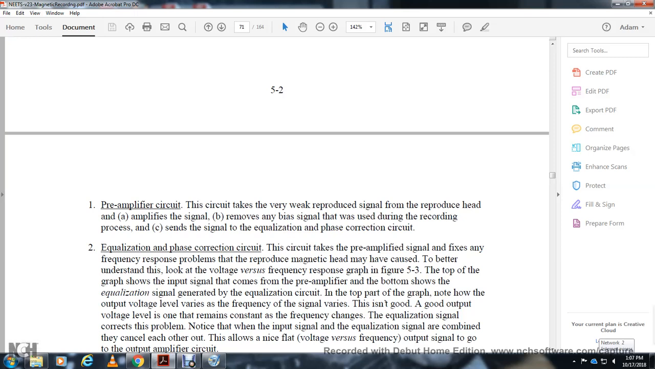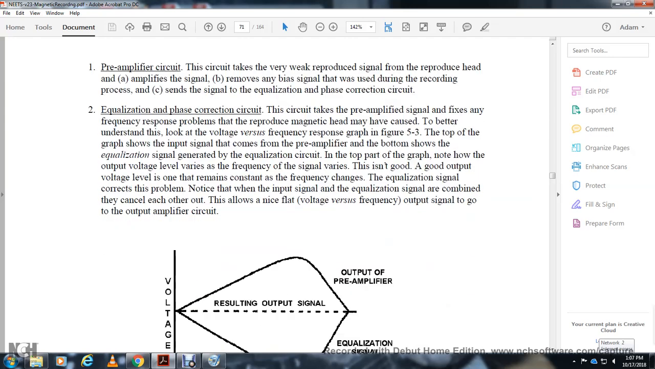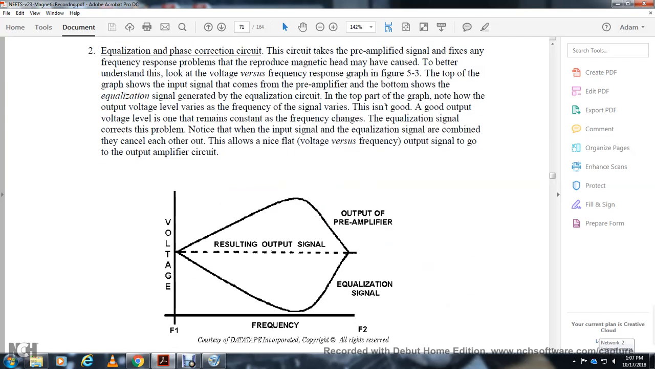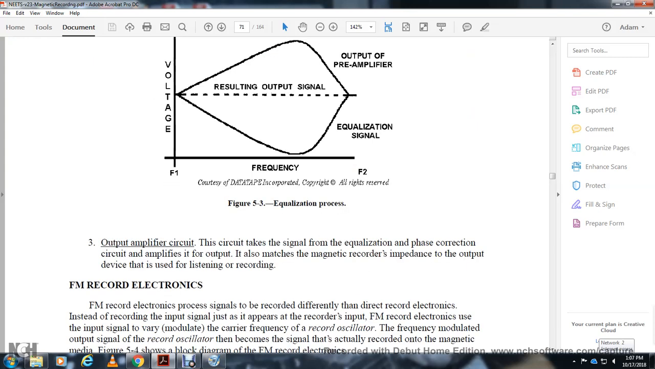This isn't good. A good output is one where the voltage level remains constant as the frequency changes. The problems of the input signal and the equalizing signal are combined so that they cancel each other out. This allows a nice flat voltage frequency response output signal to go to the output amplifier circuit. Three, the output amplifier circuit. The circuit takes the signal from the equalization phase correction circuit and amplifies it for output, matching the impedance of the device used for listening and recording.